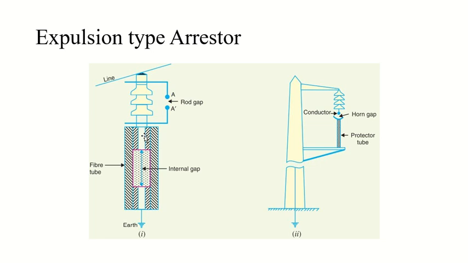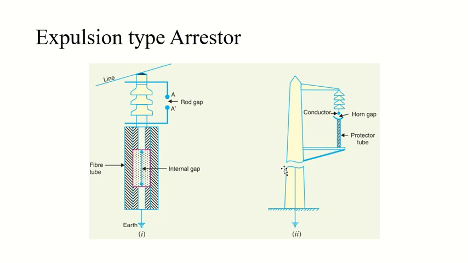One expulsion arrestor is placed under each line conductor. As you can see in the second figure on the right hand side, it shows the installation of an expulsion arrestor on the overhead line.